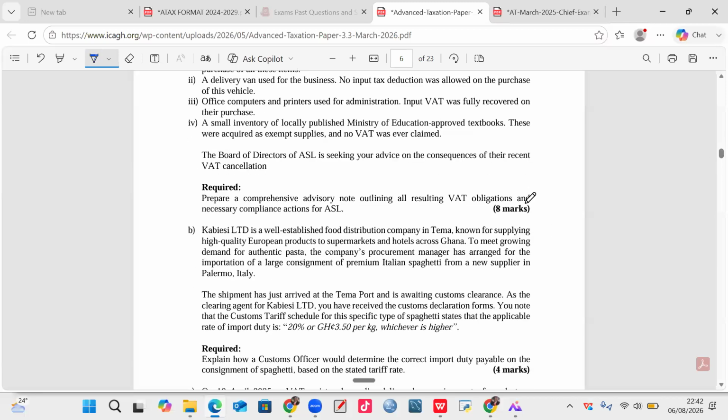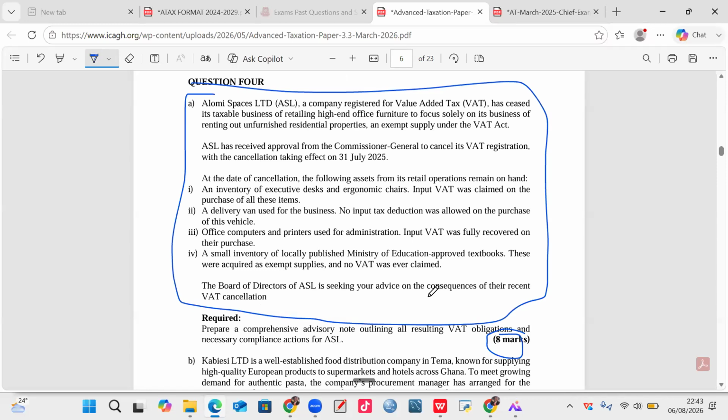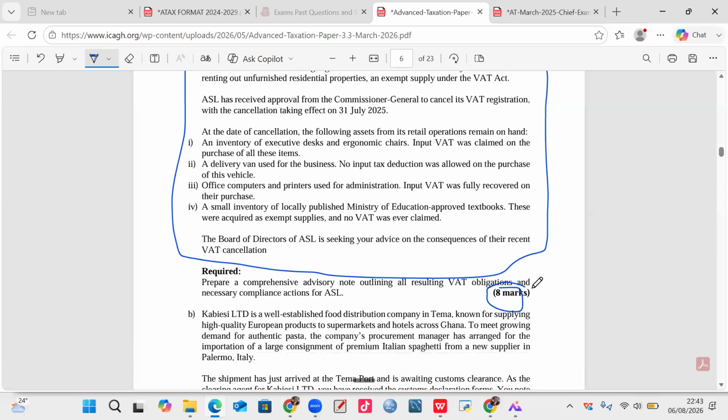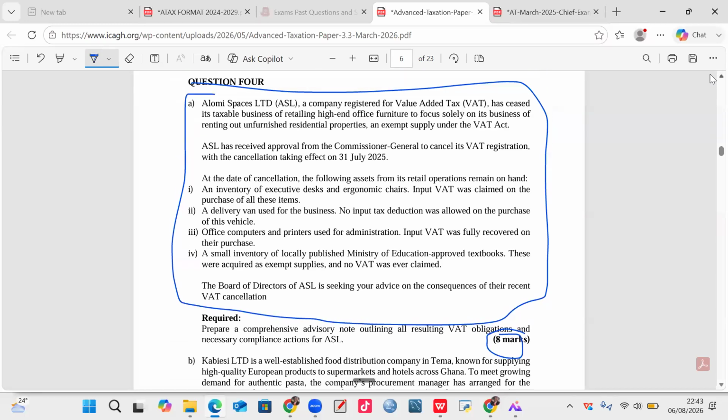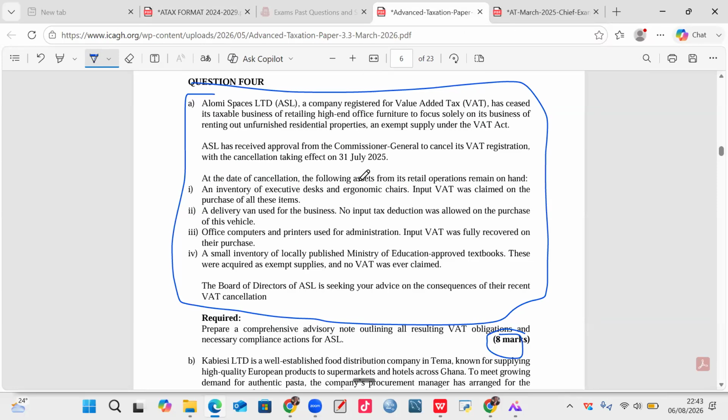This is it. You see, this 8 marks. And there is nothing here which is calculation. They are all theories. So they want to see how we understand the principles. Prepare a comprehensive advisory note outlining all resulting VAT obligations and necessary compliance actions for ASL. Theory. So assuming we have prepared for only computation and they bring theories, the student will be like, oh, but the thing should be computational. Why are they bringing theories? It's because the student is not aware of the format. All these are theories and computational. So we have to learn or understand them. And the lecturer will explain, solve similar questions. Then that is it. We are good to go.